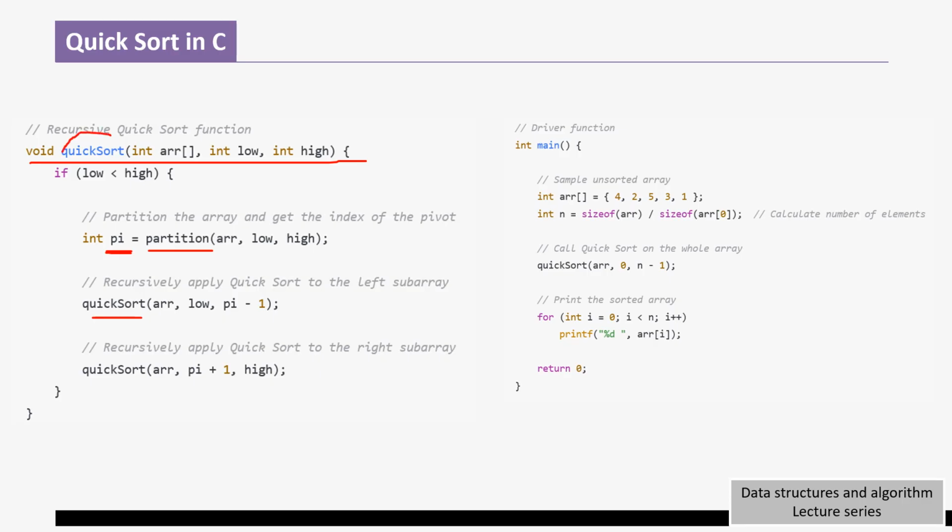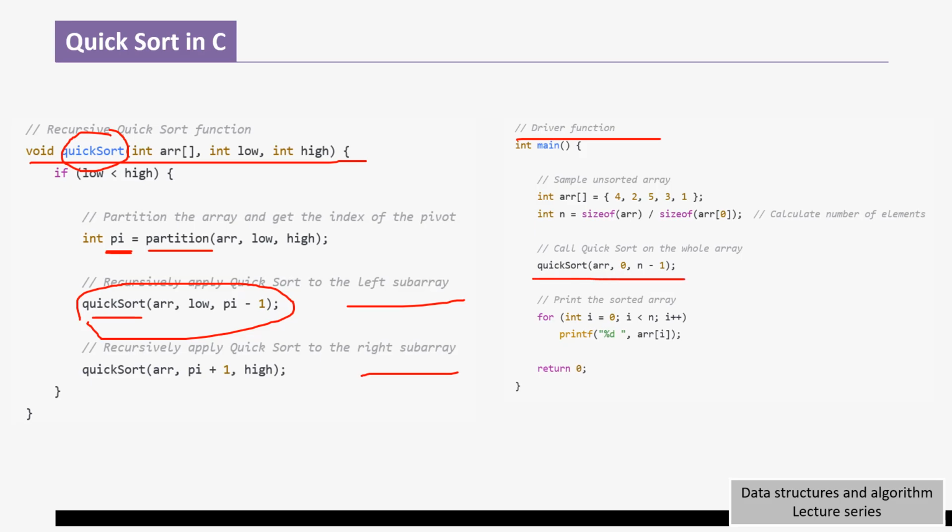It is a recursive call. The name of the function is quicksort only, and you're calling the same function within itself, right? So this is called a recursive call to sort the left subarray, to sort the right subarray, and finally the main function.